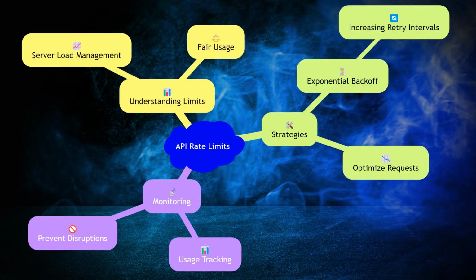Most AI services, including those for generating natural language, have API rate limits to manage server load and ensure fair usage. It's crucial to understand these limits to avoid disruptions. Implementing strategies like exponential backoff, where the request retry interval increases exponentially, can help manage rate limits effectively. Monitoring your usage and optimizing your requests can also prevent hitting these limits frequently.